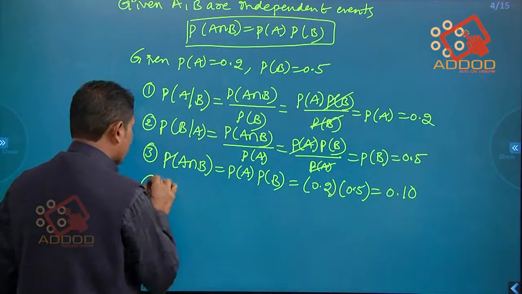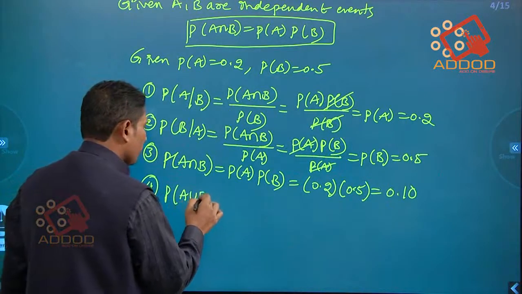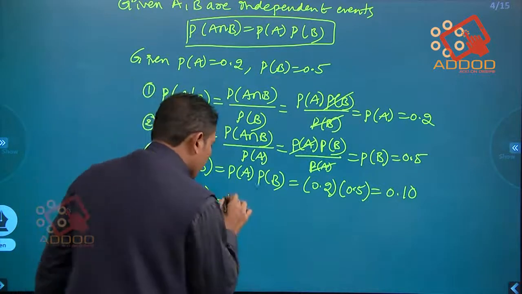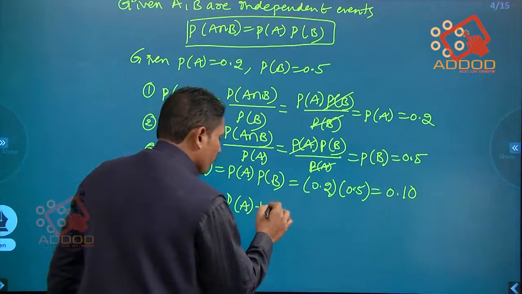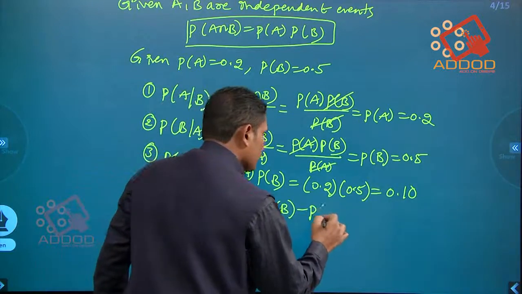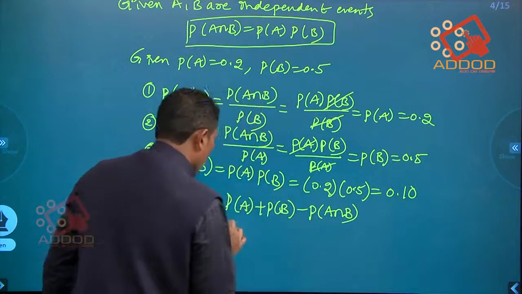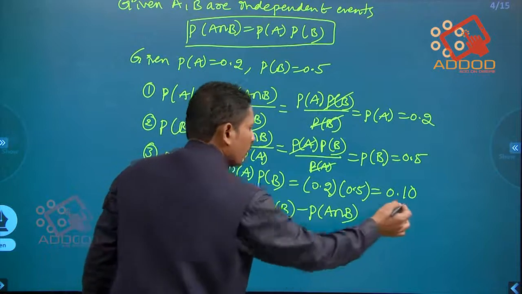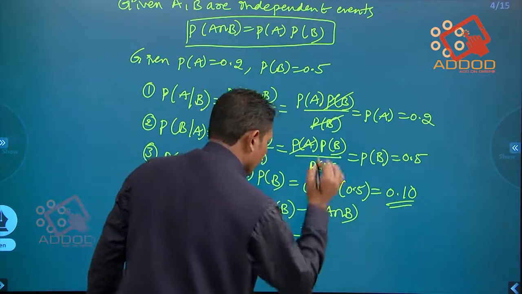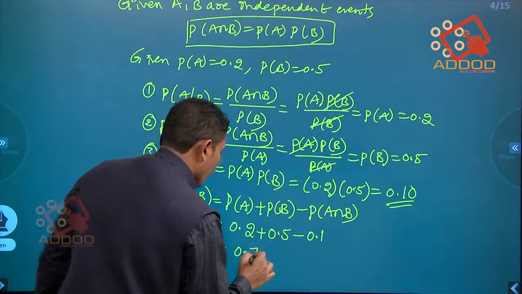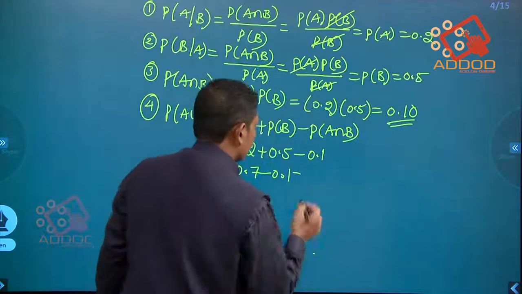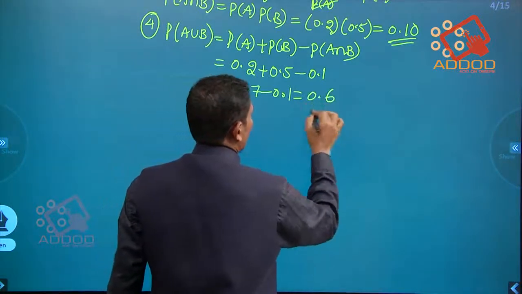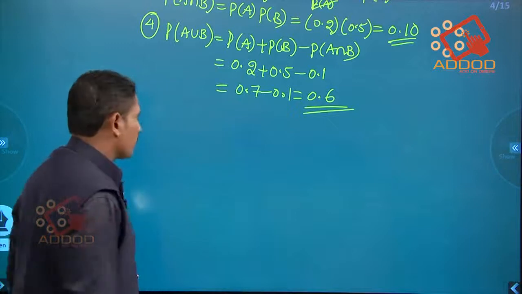Now the fourth bit is asking for P of A union B. By using the addition theorem on probability for two events, that can be written as P of A plus P of B minus P of A intersection B. Already the question values are P of A is 0.2, P of B is 0.5, and P of A intersection B we have already found as 0.1. So nothing but 0.7 minus 0.1, nothing but 0.6. So 0.6 is the required answer for the probability.